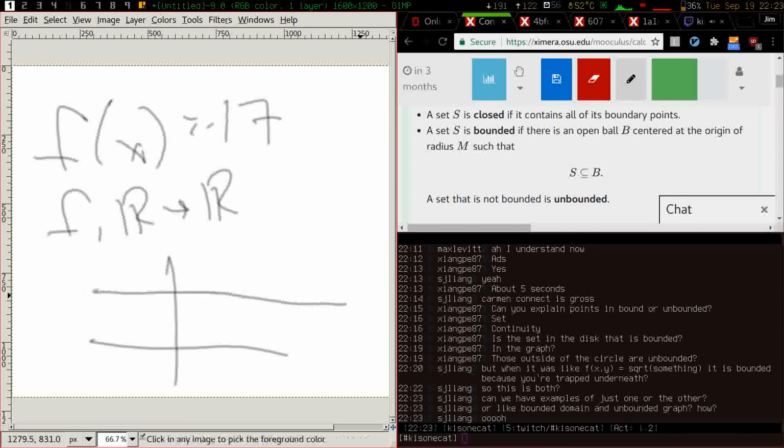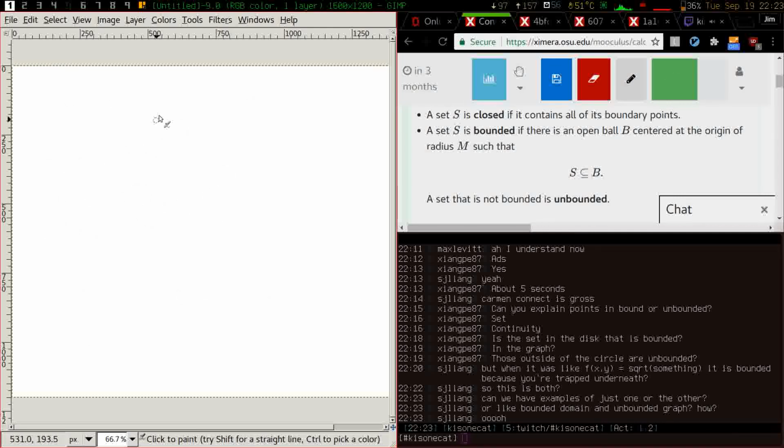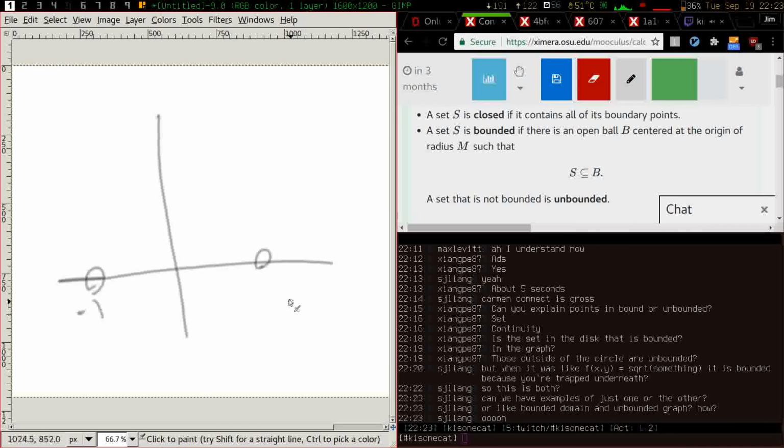You could also have an example where the domain is bounded. You could have a situation like this where the domain is between, say, negative 1 and 1, but the function's graph looks like this. You could build an example for this by appropriately scaling arctan. So you could define a function whose domain is just between negative 1 and 1, but whose output can be any real number, and that's not a bounded function.